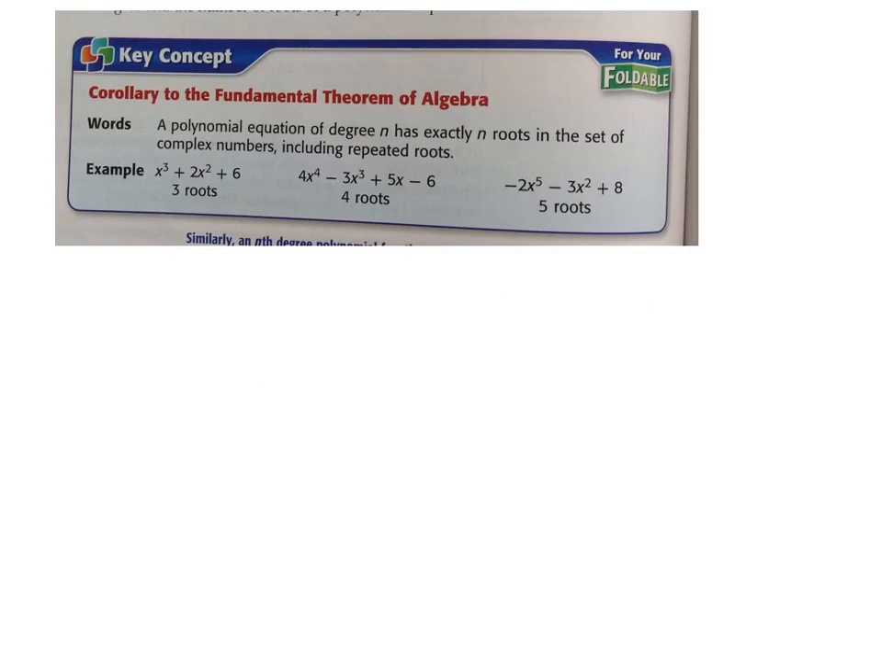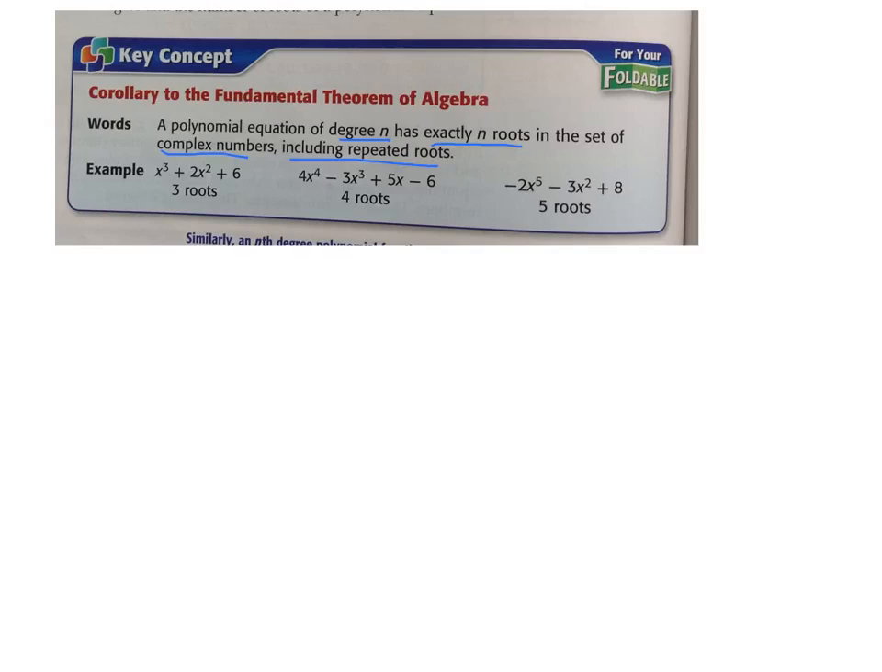I'm going to go out of order, and I'm going to jump down to the corollary to the fundamental theorem of algebra on the bottom of page 384. Not all books separate the fundamental theorem of algebra with this corollary. A lot of them say it all together in one group, and this really is the more important thought here. And that is, if you have a polynomial equation of degree n, whatever that is, it has exactly n roots in the set of complex numbers, including repeated roots.